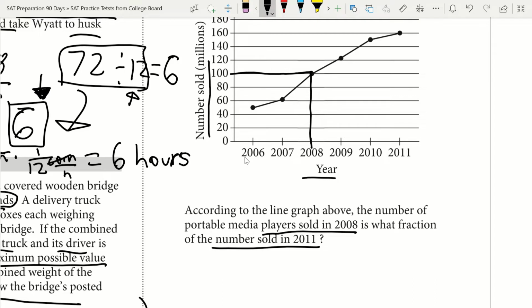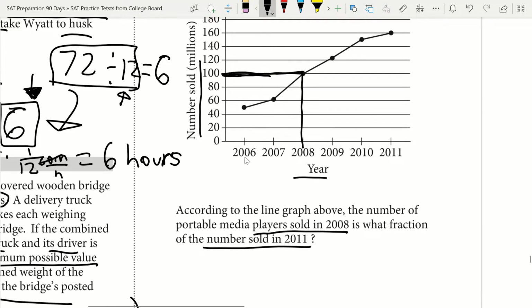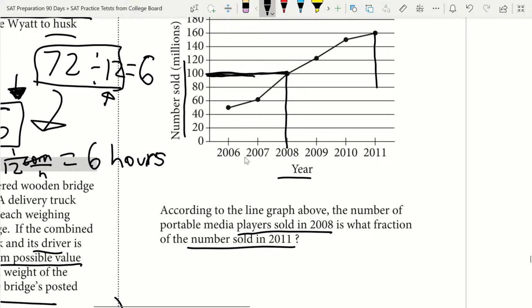Now keep in mind, this is a strategy I use with the SAT math section, is drawing lines, okay, to make sure I don't mess up visually. So we got that at 100 is 2008. And what fraction is that of those sold in 2011? Okay, I draw a line from 2011 up. Then I go over to my y-axis, that's 160.